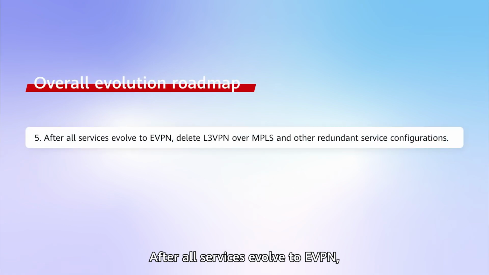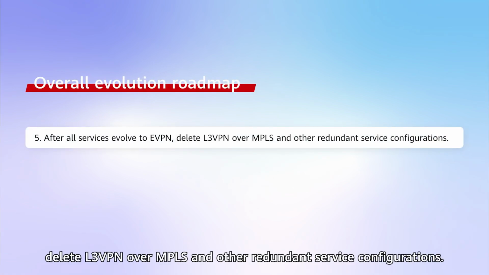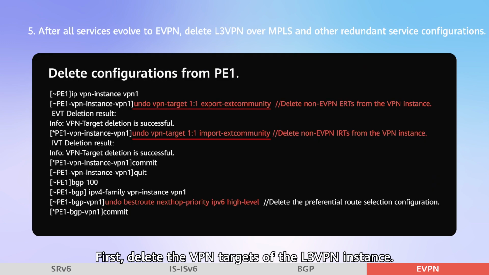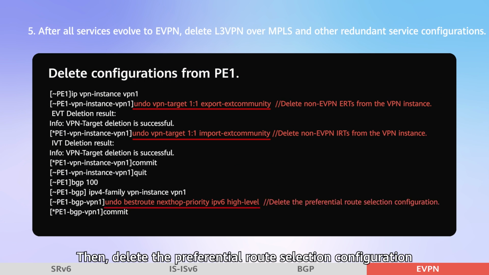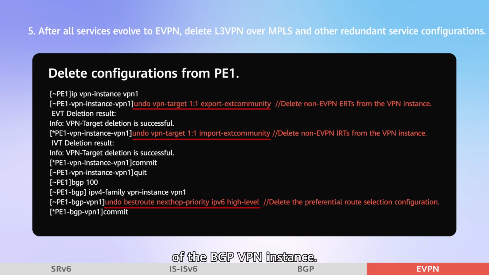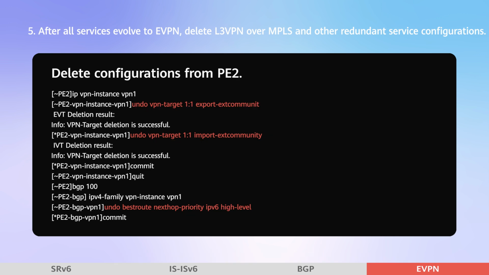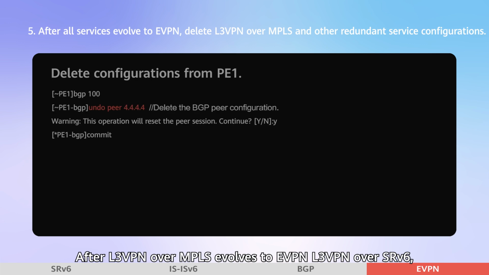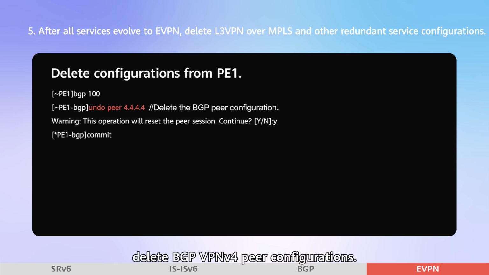After all services evolve to EVPN, delete L3VPN over MPLS and other redundant service configurations. First, delete the VPN targets of the L3VPN instance. Then, delete the preferential route selection configuration of the BGP VPN instance. After L3VPN over MPLS evolves to EVPN L3VPN over SRv6, delete BGP VPN v4 peer configurations.